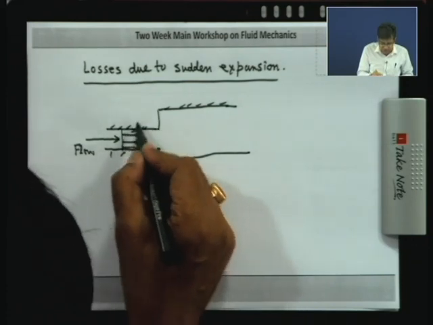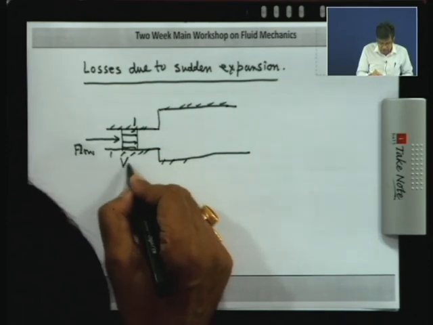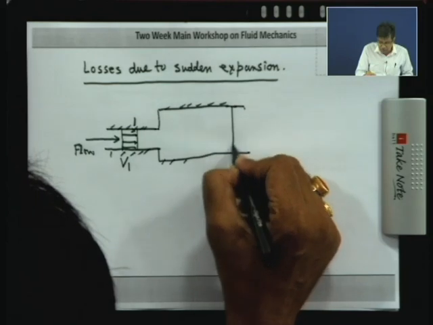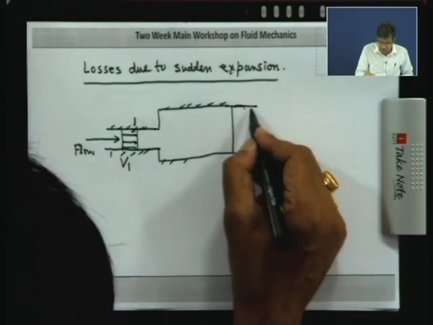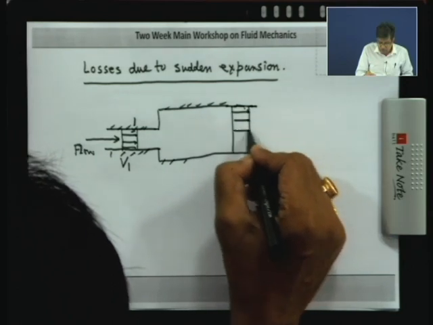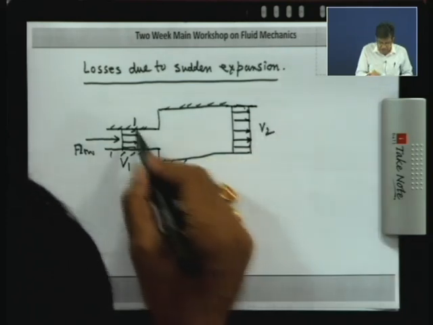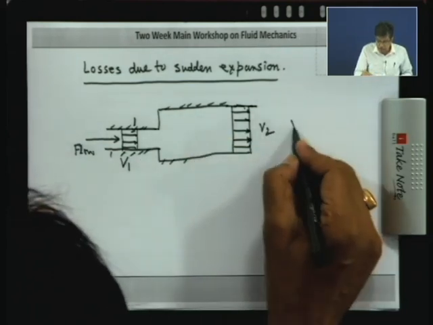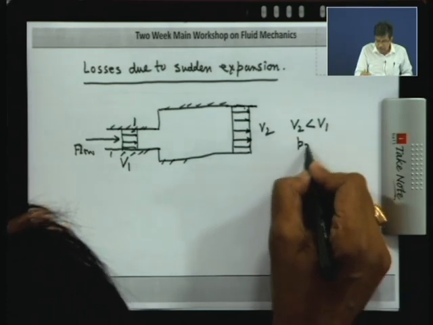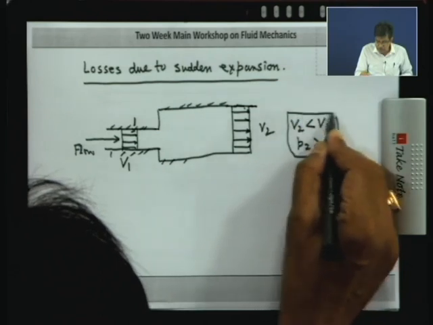Let this section be 1, and V1 is the velocity. At the outlet, the fluid goes out with another velocity, V2. Now, since the area is increased, we know V2 is less than V1 and P2 is greater than P1. That is true. There is no doubt in it.